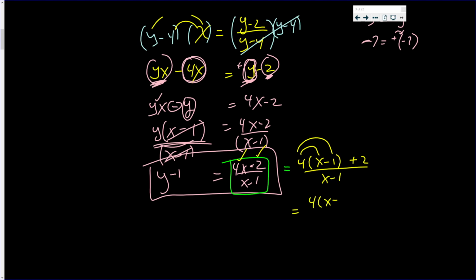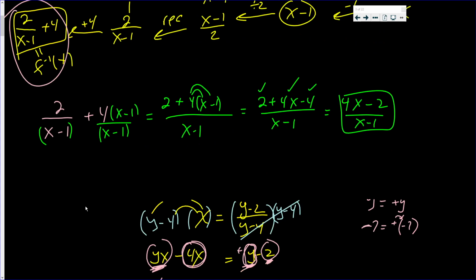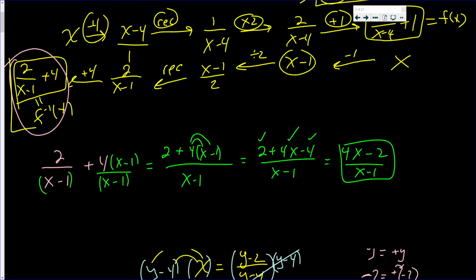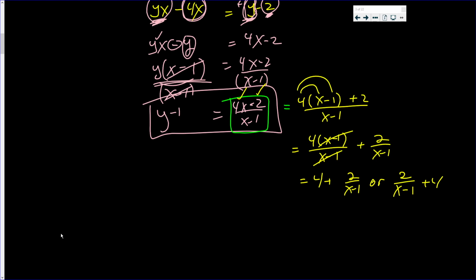And the nice thing when I do that is I can split it up like this. This reduces to 4, and I get 4 plus 2 over x minus 1. And in the case up above, I have 2 over x minus 1 plus 4. That will be fine. Yep, 2 over x minus 1 plus 4. They're able to make them look alike both ways. This method of interchanging x and y is not easier. I assure you of that.